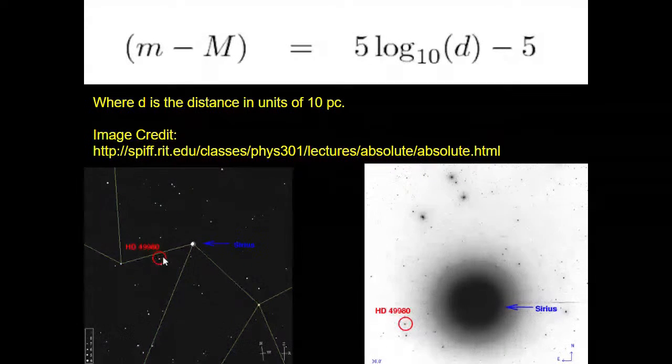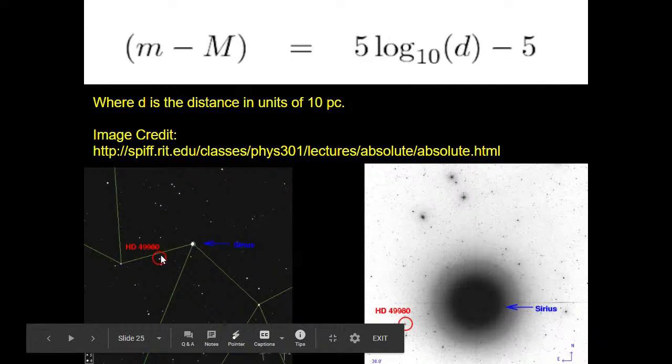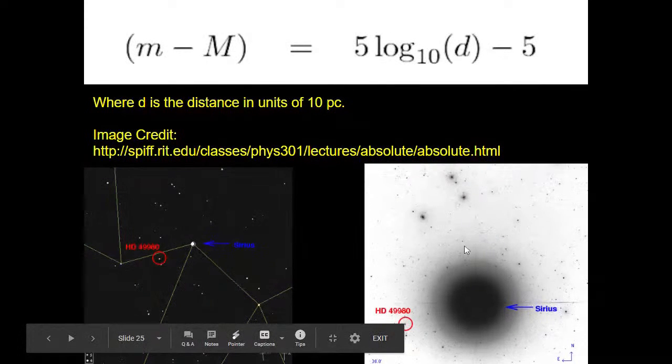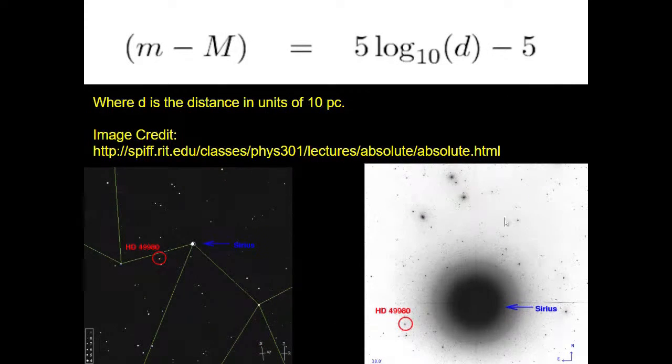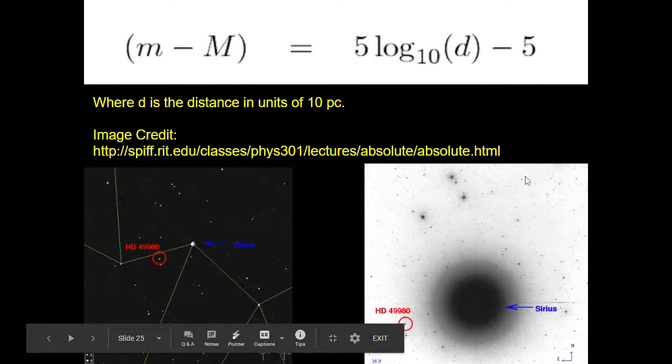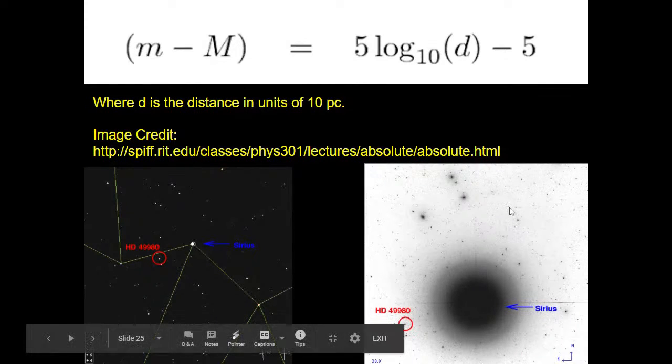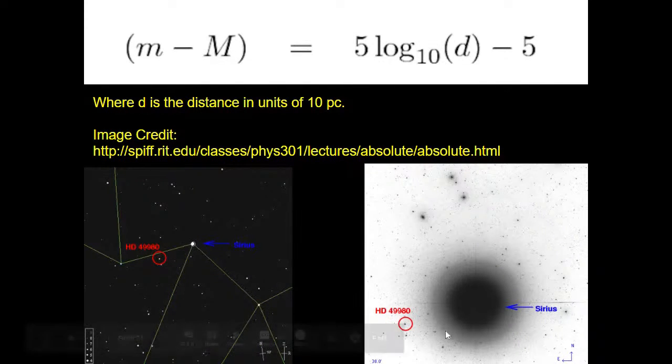Here you can see the faint star, which is circled by a red circle. It appears very faint. In fact, if you take a photograph using a telescope, you will find Sirius A. Of course, this is not the size of the star. It is because of the point spread function of the telescope. It leaks out. The Sirius star appears very bright, and HD 49980 appears very faint.